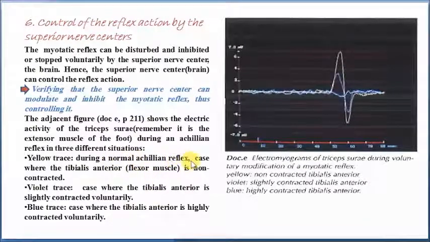Thus, in a normal Achillean reflex, TA, the flexor muscle, is relaxed. It was observed that the TS showed a very high amplitude of response, which is shown by the yellow trace. Now, in contrast, when the TA was slightly contracted, what appeared was the violet trace, which is showing the electric activity of the extensor muscle, that is the TS, with a lower amplitude. The blue trace is showing you here the recording when the TA is highly contracted.